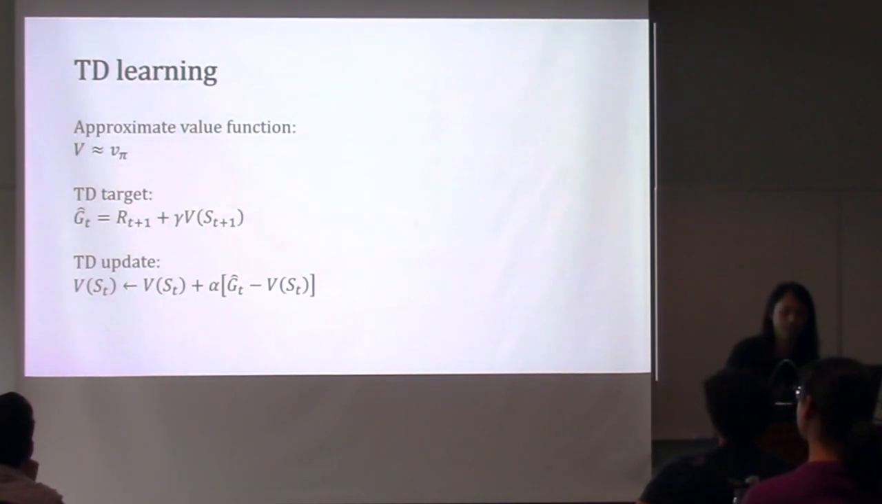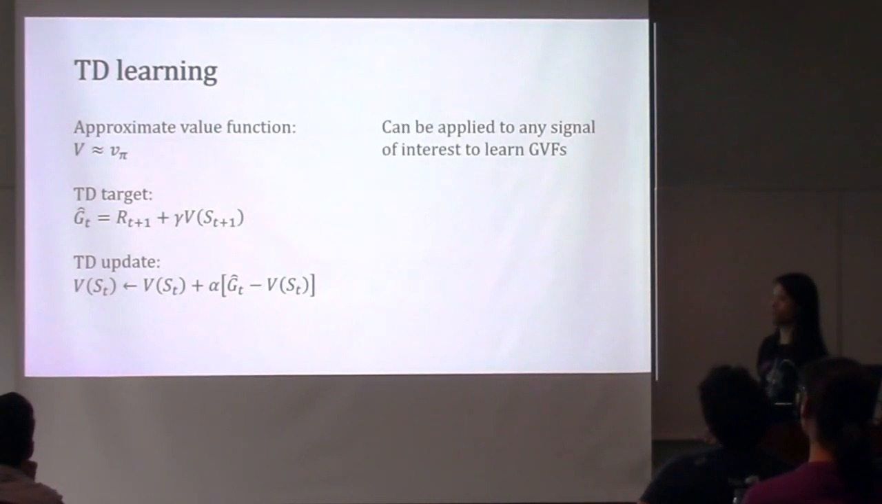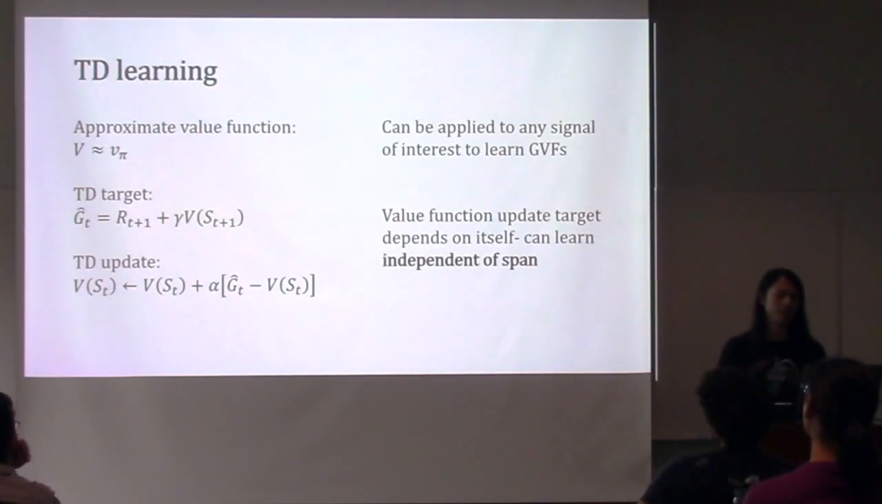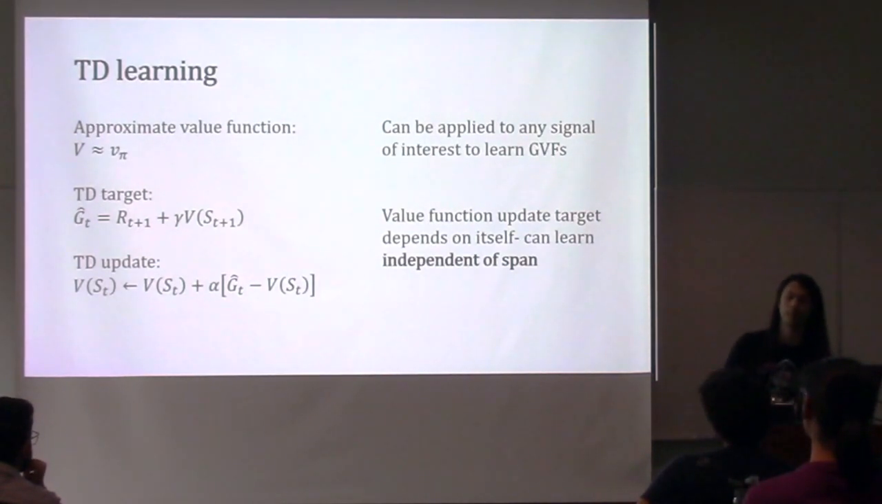Some notes about this: it can be applied to any signal of interest, not just rewards, and that lets you learn generalized value functions and understand how state features work. Something I want to emphasize in this talk is that the value function update target depends on itself. Something nice about this recursive property is that it can learn independent of span. No matter what you set the horizon of interest to, whatever you set the discount rate to, it has a constant amount of computation per time step, so the computation doesn't scale with that. But because it's trying to satisfy itself through this recursive relationship, it can lead to divergence in certain scenarios.